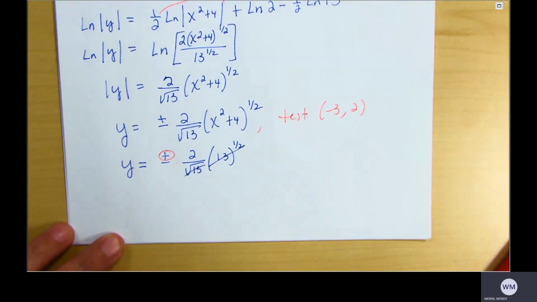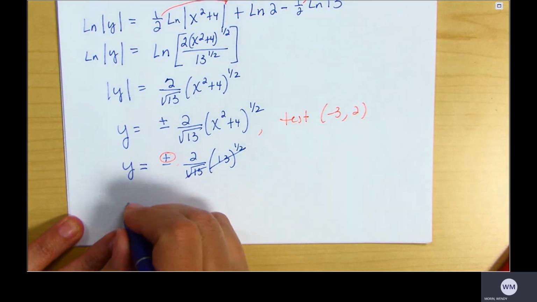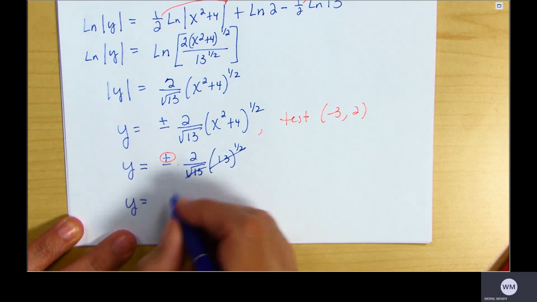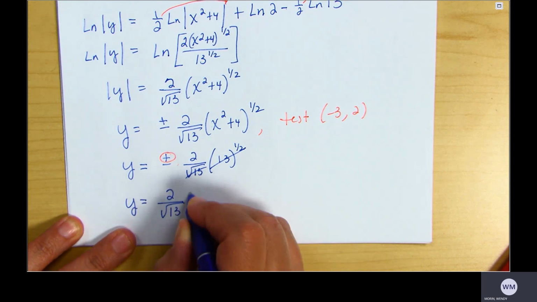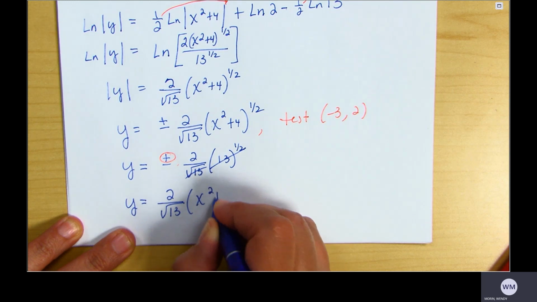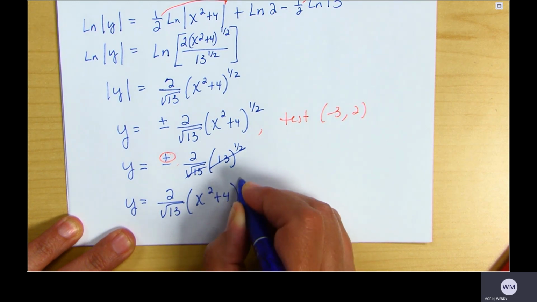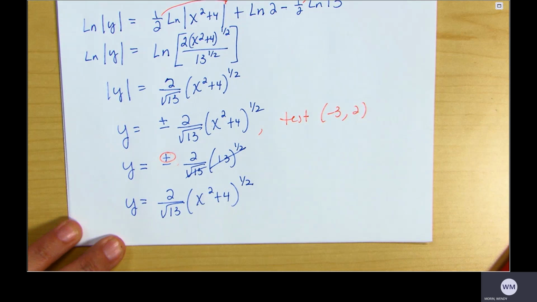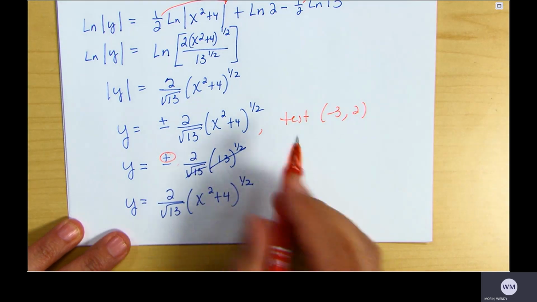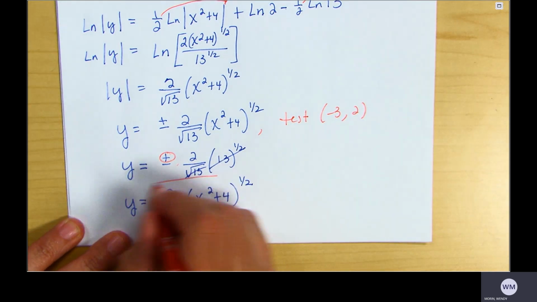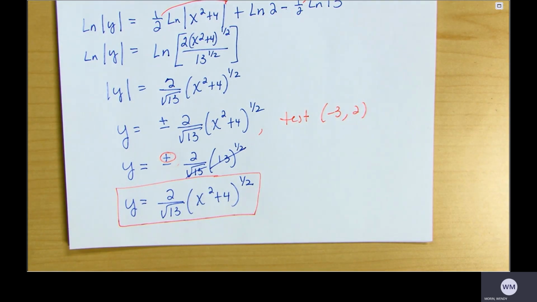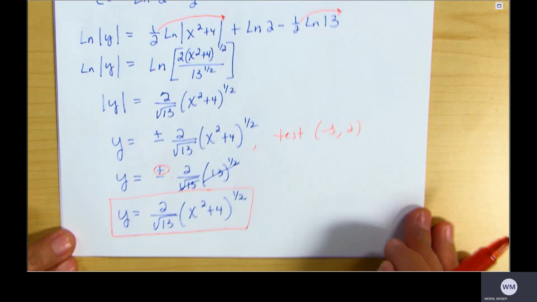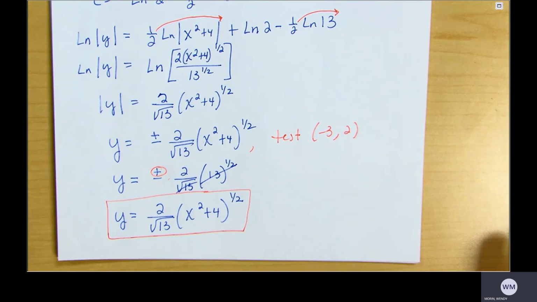So your solution for this is y equals +2 over the square root of 13 times x squared plus 4 to the 1/2. And you can write that as a square root if you prefer. It really doesn't make a difference. Okay, now that one wasn't too bad if you remember your log properties.